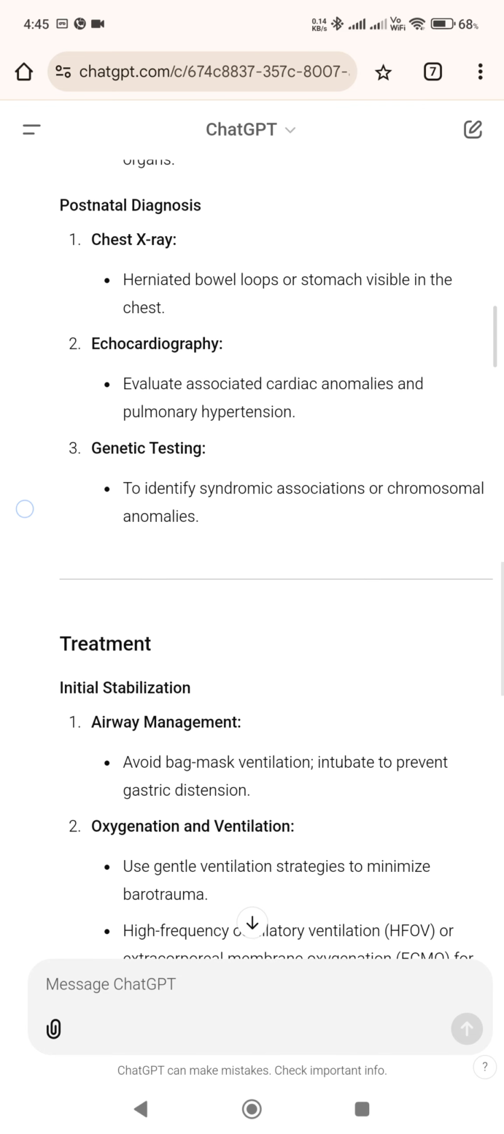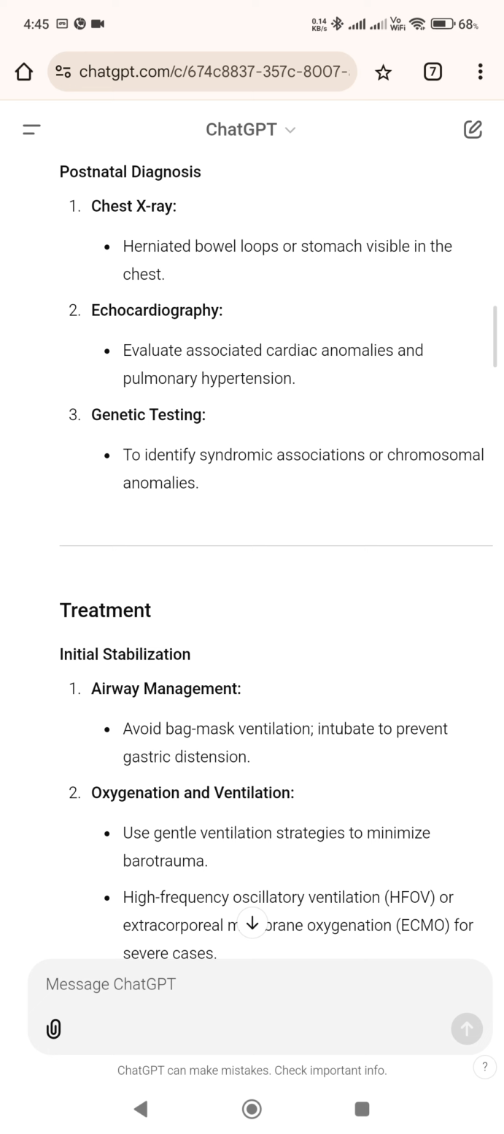Postnatal diagnosis. 1. Chest X-ray, herniated bowel loops or stomach visible in the chest. 2. Echocardiography, evaluate associated cardiac anomalies and pulmonary hypertension. 3. Genetic testing, to identify syndromic associations or chromosomal anomalies.